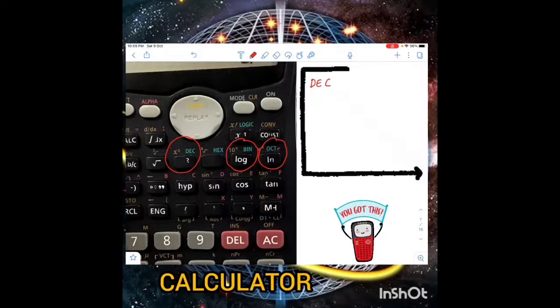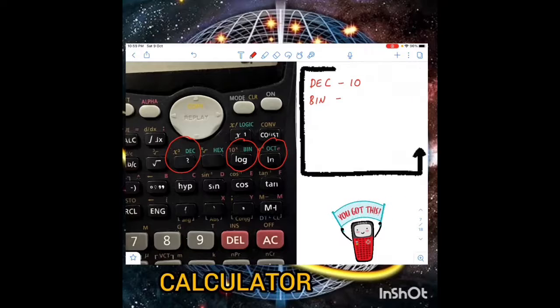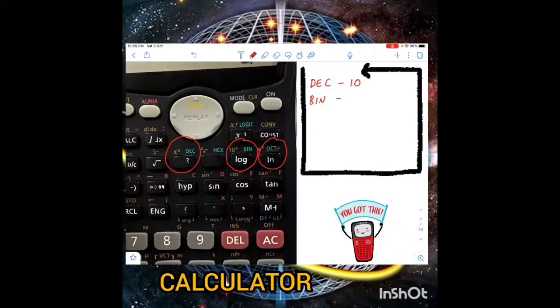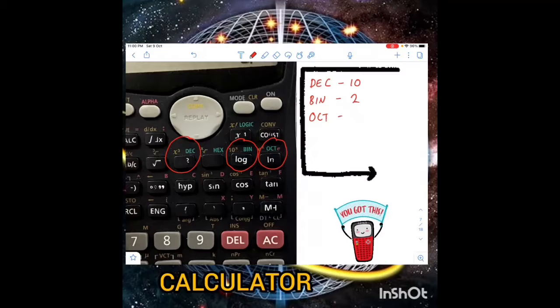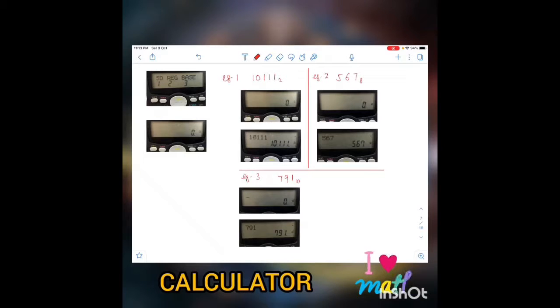The first word, DEC, actually comes from the word deca. Deca means 10. So DEC is for base 10. The next word, BIN, is not bin, it's a short form, it's actually binary. Binary means 2. Then the last one is OCT. OCT is base 8. We need to know how to use the calculators so that we know how to key in numbers for a certain base into the calculators, so that the calculators know we are giving it commands regarding numbers from a certain base.